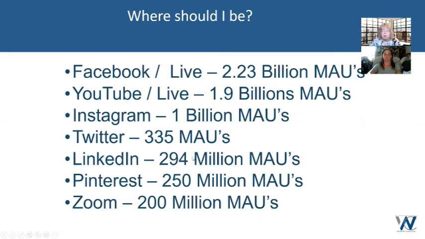Then we go to Twitter, LinkedIn, Pinterest, and Zoom. Zoom went from 10 million monthly average users in December to 200 million monthly average users by the end of March. That was a 3,000% increase. And in my estimation, they handled the load fabulously. They found some bugs that they had to fix, because they never expected to do that. But where do you want to be and where are you going to find your people?